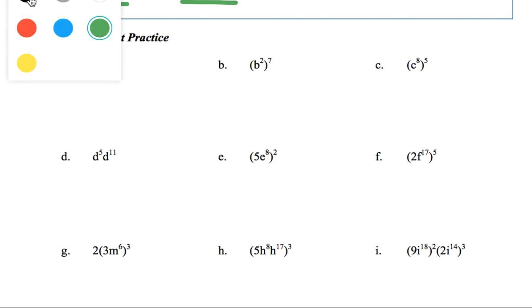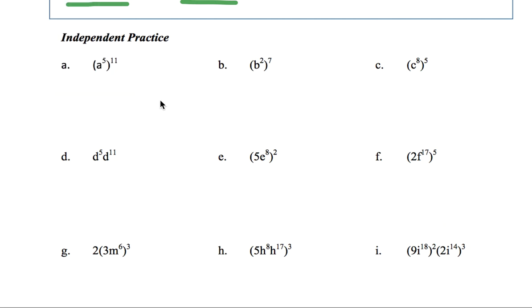We'll jump down to letter E. 5e to the 8th power squared. So we're going to break it into 2 pieces. 5 squared is just 25, 5 times 5. And then for our variable, we have e to the 8th power to the 2nd power. That's like 2 cages of 8 elephants, that's 16 elephants. 2 times 8 is 16.